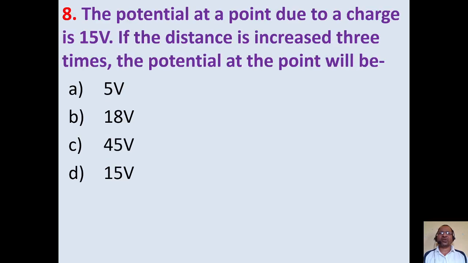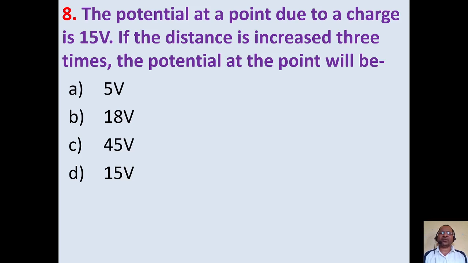The potential at a point due to a charge is 15 volt. If the distance is increased 3 times, the potential at the point will be. Now you can clearly say that the distance is increased, so potential should decrease. So initial potential is given 15 volt. So final potential should be less than 15 volt. So from the options it is clearly the answer should be 5 volt.